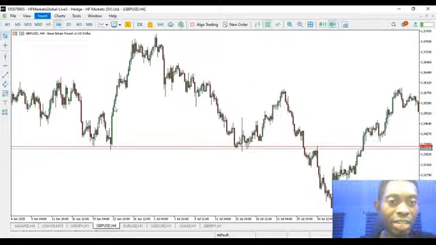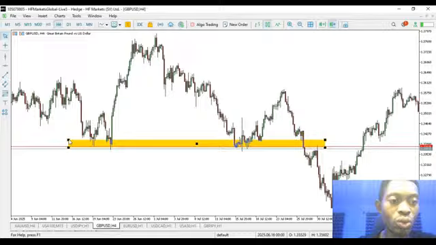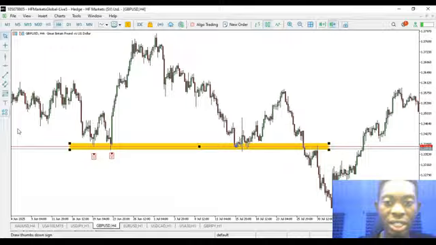So the assignment tonight: draw me 10 supports and resistance, and you indicate where reaction is taking place. Reaction is taking place here. Reaction is taking place here. You can just give me an arrow. There's a reaction there, there's a reaction there, then there's a reaction there.